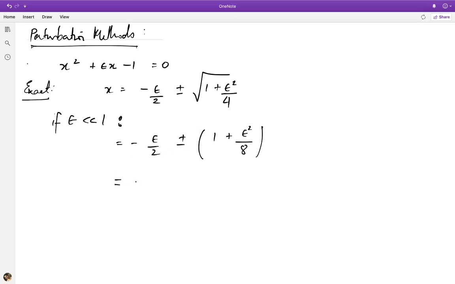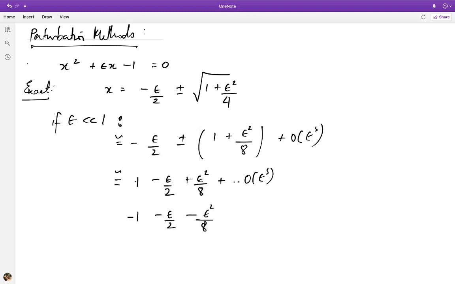And so you see that you have two approximate solutions. I should use the approximate symbol, right? As 1 minus epsilon by 2 plus epsilon squared by 8 plus, so I'm stopping at order epsilon cubed, right? Because when I apply binomial expansion to go from the square root to the power series, I will have higher order terms which I am right now neglecting. And so to second order, this is one of my solutions. The other, of course, is where I have minus 1 minus epsilon by 2 minus epsilon squared by 8.